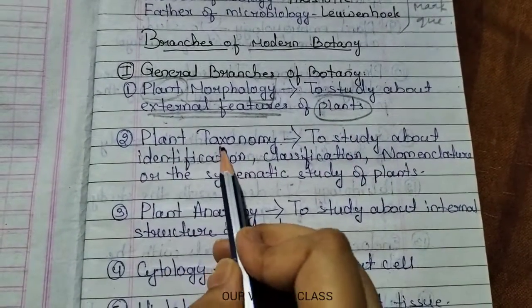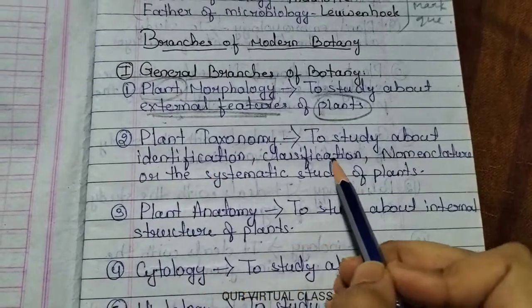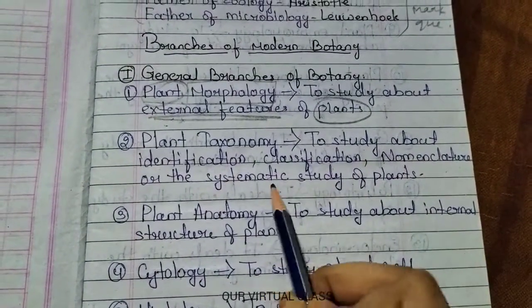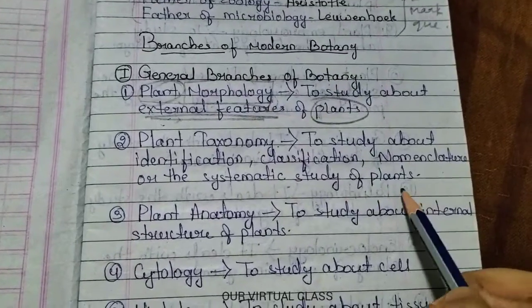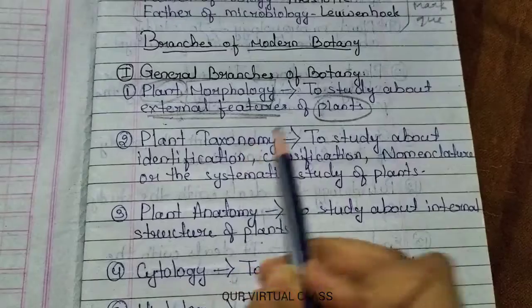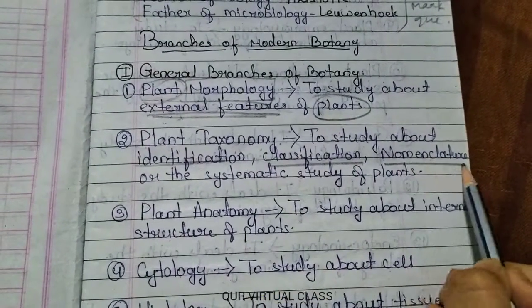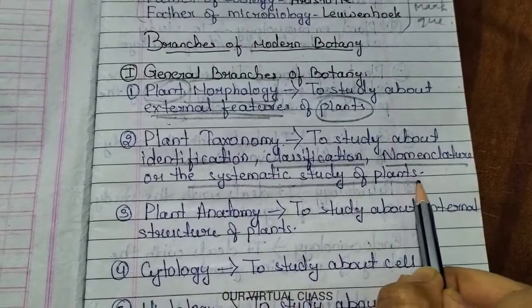Now it's plant taxonomy. What does taxonomy mean? Studying the identification, classification, nomenclature, or the systematic study of whichever organisms or plants we are studying. So plant taxonomy means studying the identification, classification, nomenclature, or the systematic study of plants.